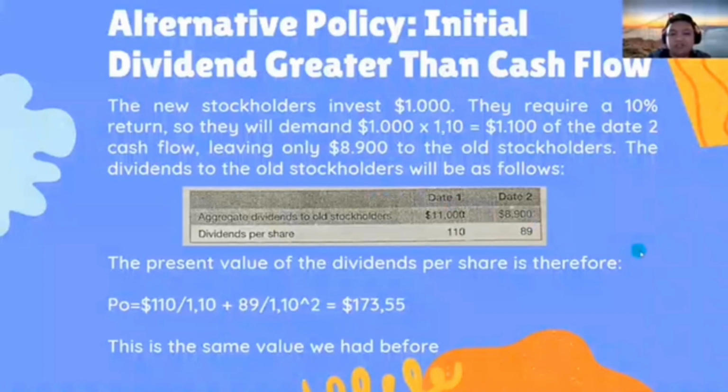The present value of the dividend per share is therefore, using the same formula as before, 110 divided by 1.10 to the power of 1, plus 89 divided by 1.10 to the power of 2, which is 173.55. This is the same value we had before. So we can use either the alternative policy or the current policy because they lead to the same result.